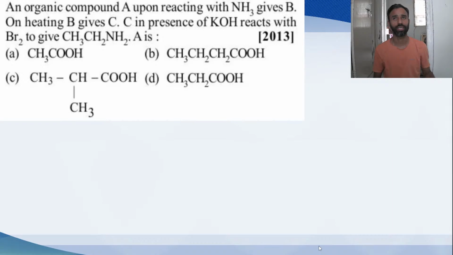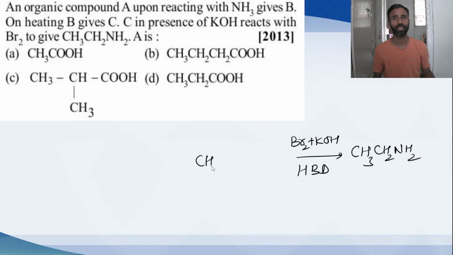An organic compound A upon reaction with ammonia gives B. On heating, B gives C. C, in the presence of potassium hydroxide, reacts with bromine to give CH3CH2NH2. Same type of reaction, CH3CH2NH2. Bromine and KOH means it is again Hofmann bromamide degradation. That means it is CH3CH2CONH2. Right?